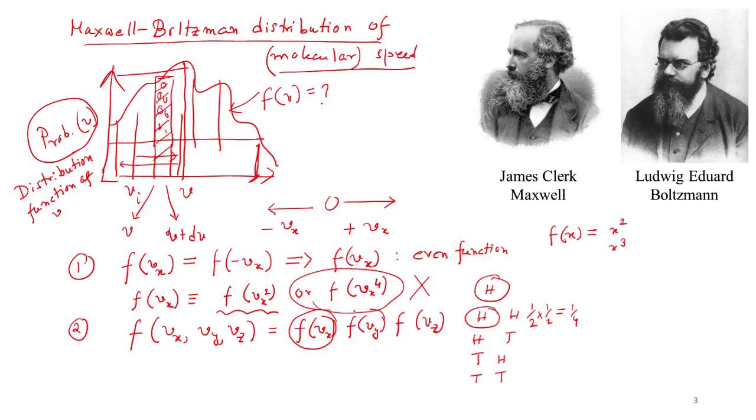Since these are probabilistic distributions which are independent of each other, the joint probability of having a molecule simultaneously with speed x-axis component of velocity as vx, y-axis component as vy, z-axis component as vz, will be just the multiplication of the individual probabilities.